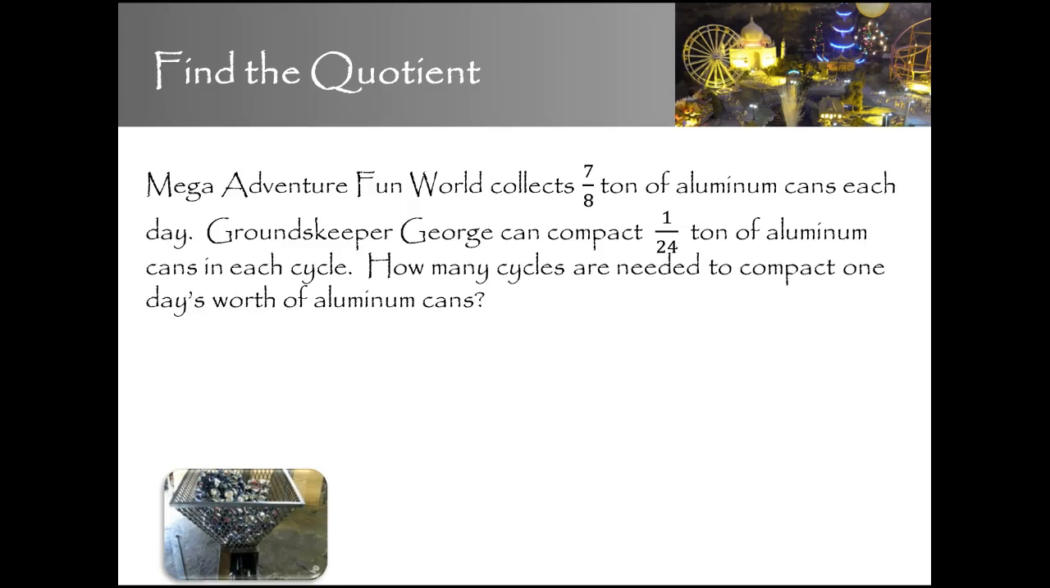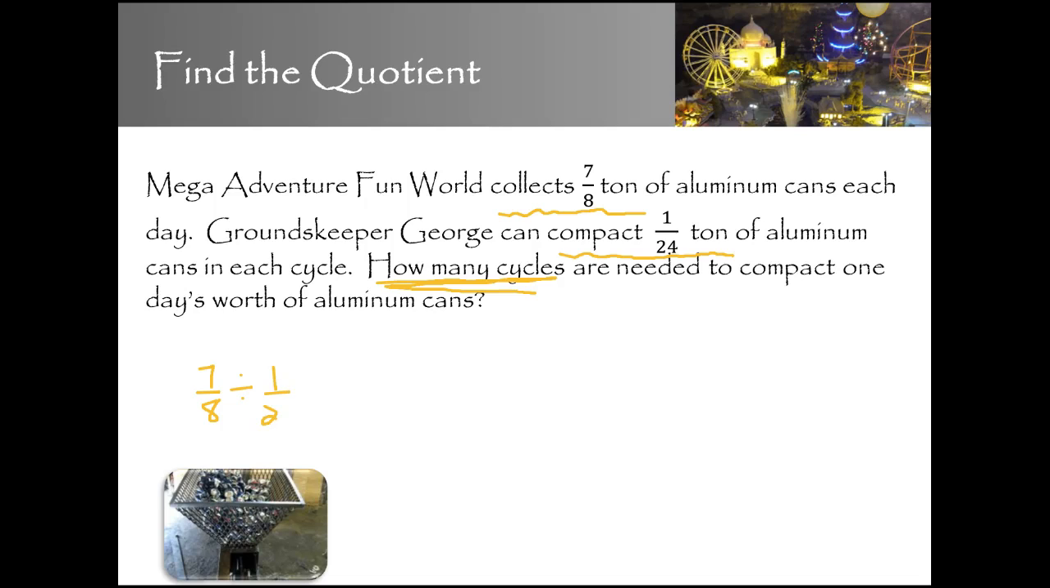Mega Adventure Fun World collects 7/8 tons of aluminum cans each day. Groundskeeper George can compact 1/24 ton of aluminum cans in each cycle. How many cycles are needed to compact 1 day's worth of aluminum cans? In order to set up our division problem, we have to figure out what we're starting with. In this case, we're starting with the whole or total amount of 7/8 tons of aluminum cans. We're going to break these down into 1/24 ton batches to figure out how many times Groundskeeper George will have to run the compactor. Therefore, when we set up the problem, it will be 7/8 divided by 1/24.